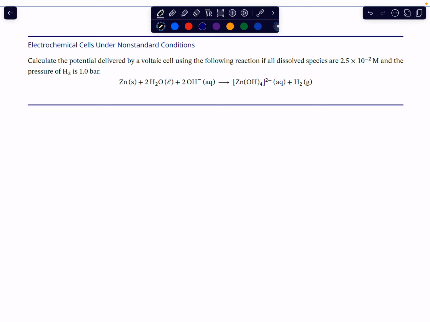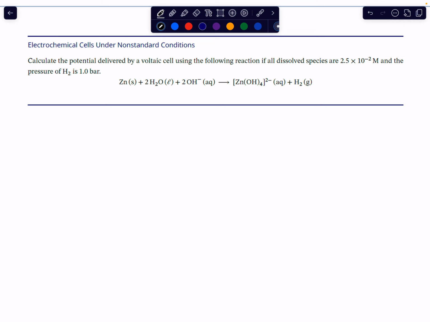Hello everyone. So in this example I want to look at an application of the Nernst equation, and we're specifically asked to calculate the potential delivered by a voltaic cell using the following reaction if all dissolved species are 2.5 times 10 to the negative 2 molar and the pressure of hydrogen is 1 bar. And then we're given a reaction equation.